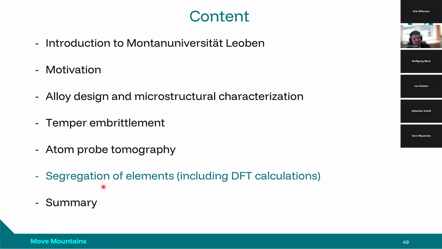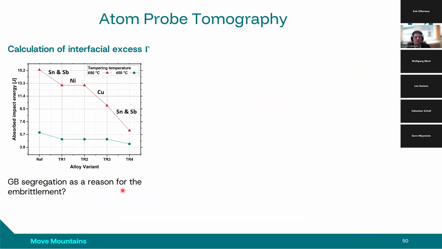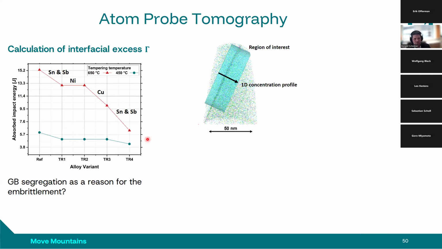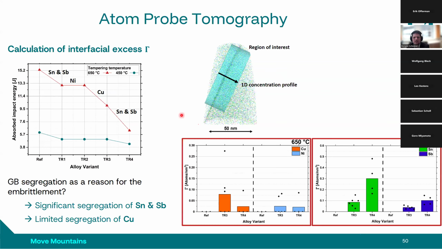Now I will tackle the last chapter, which is the segregation of elements. So coming back to this example I have shown before, the decrease of the impact energy for the different added tramp elements here. And to answer the question if there is any segregation present, one can see here a measured atom probe tomography volume. You can see here a boundary, a grain boundary. You can see here a cylinder which has been positioned for evaluation, and when one investigates then the 1D concentration profile, you finally get to such numbers, when you can see these interfacial excesses.